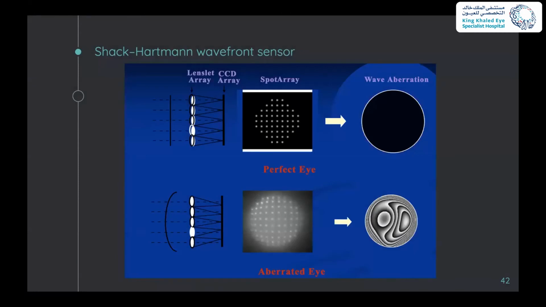So the wavefront aberrometry is like that. If you're having a perfect eye, then you should not give any aberration. But in most of the patients, there are some aberrations that can be detected.